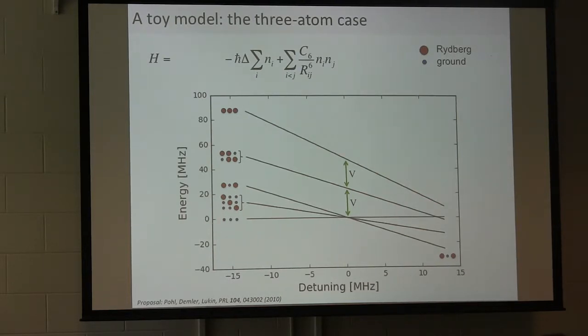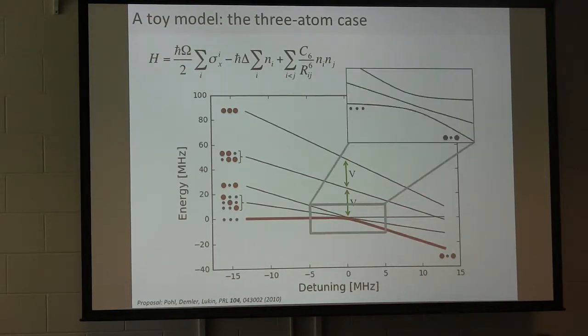Now that I have these levels, if I turn back on the interactions, all my energy crossings become anti-crossings. In particular, the ground state smoothly connects my initial state, which is all atoms in the ground state, to this spatially ordered state where every second lattice site gets excited into Rydberg. This is at least true for the case of an odd number of atoms. I'll come back to the case of an even number of atoms later.